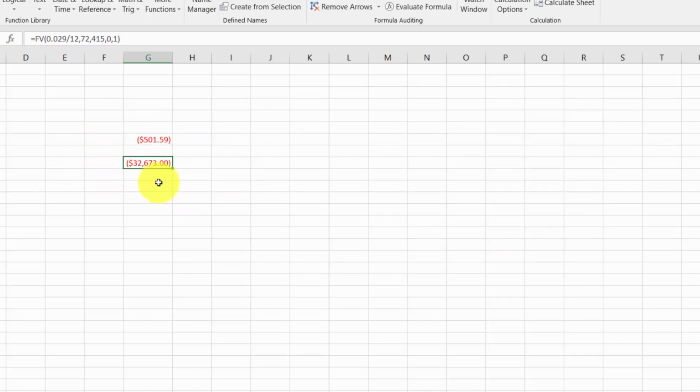And so the financial functions will basically have an interest rate, a number of payments, a future value and a present value that you'll be working with.